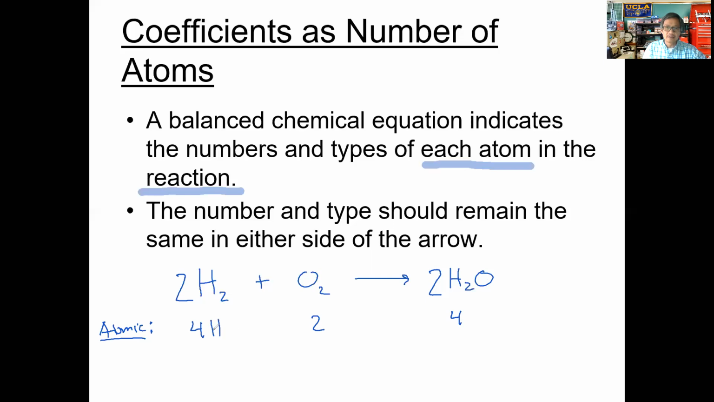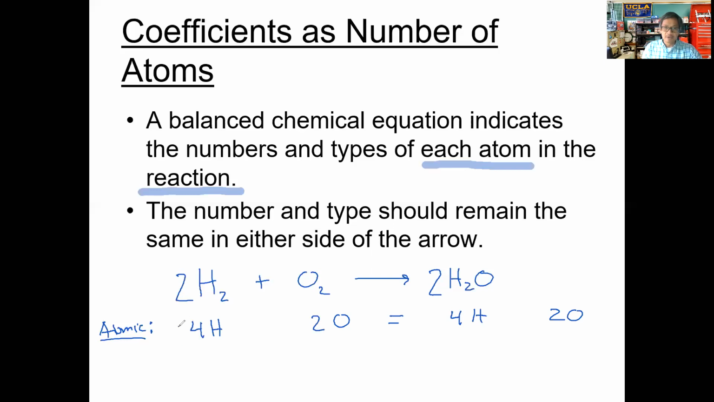Let me write that in. 2 oxygens. On the right-hand side, on the product side, we're going to have 4 hydrogens and 2 oxygens as well. So both sides have an equal number of hydrogens and an equal number of oxygens. And that's the whole idea behind balancing the equation. But you have to be clear that those coefficients tell us the total number of atoms involved in the chemical process.